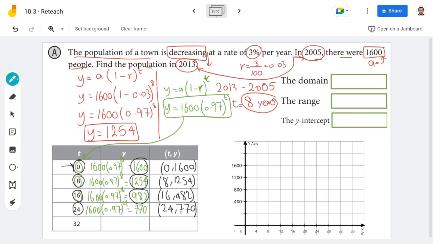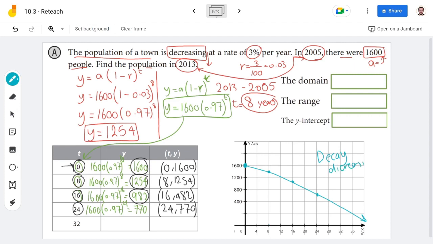So the first point is 0 and 1600. Then we have 8 and 1254, somewhere here. Then we have 16 and 982, somewhere here. Then we have 24 and 770, which is lower. So as you can see here, the function goes down forever. So this is not a growth function, this is a decay function, which is a decreasing function.